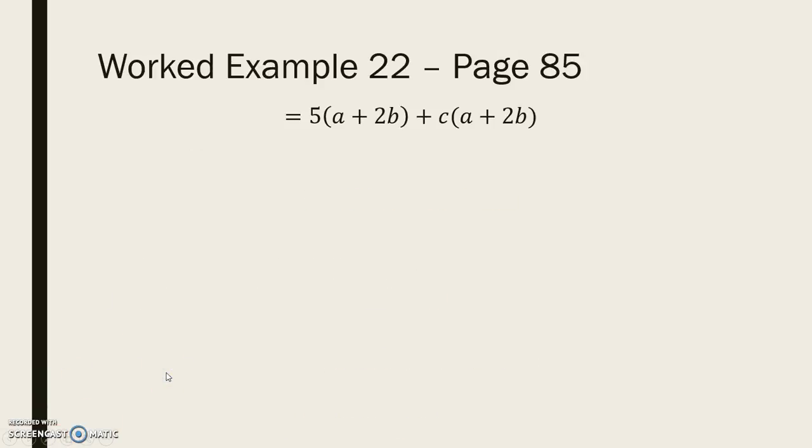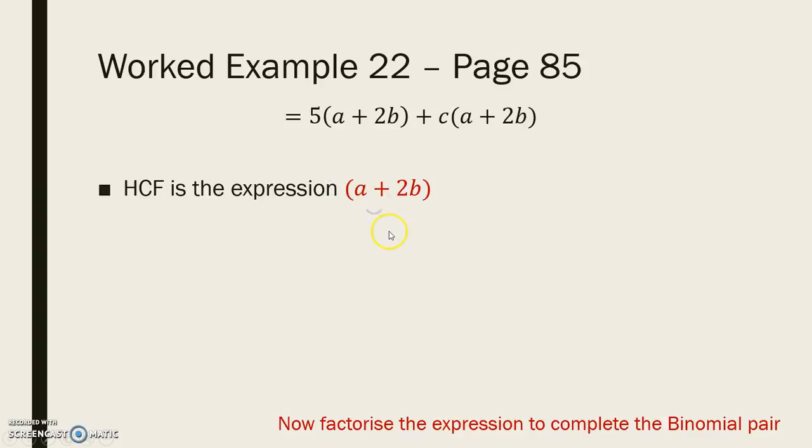So let's take that to the next page. Our highest common factor now is the bracket, a plus 2b. So from there, that forms one of the brackets, and what's left is the 5 here, plus c here. So 5 plus c, that forms the second bracket.